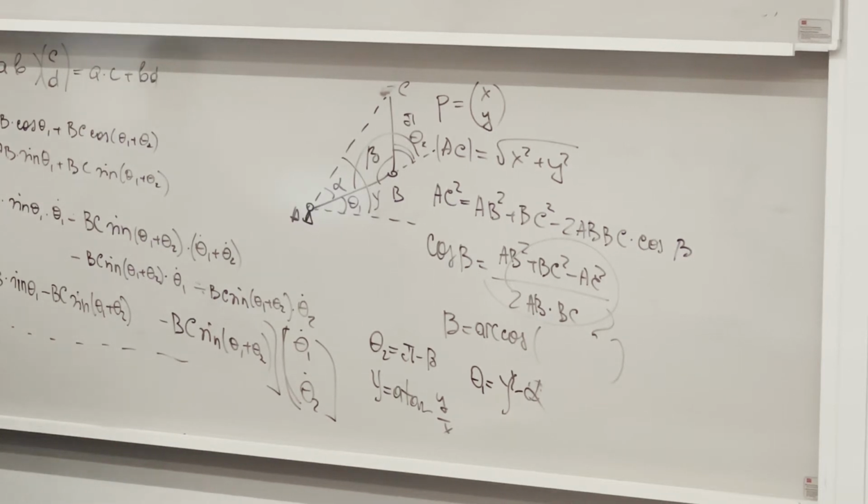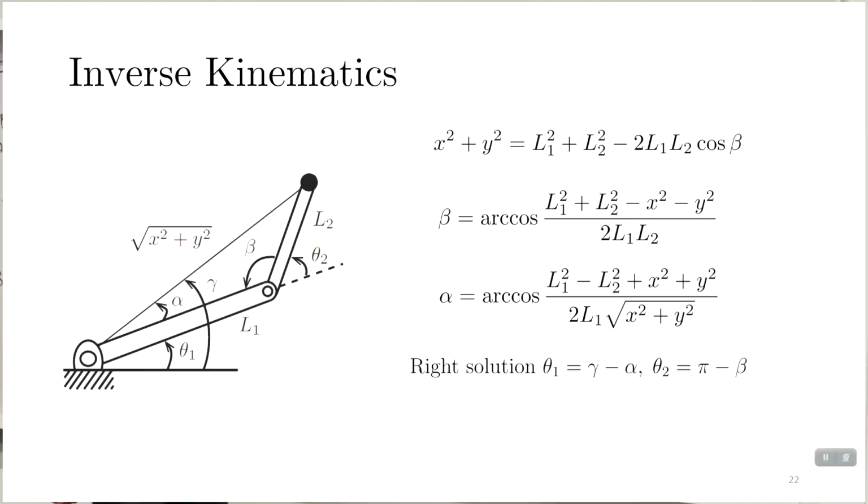And this is how you can solve inverse kinematics for a very basic case of a planar robot. For a spatial one, it will be more complex, but now we need to understand the ideas. Okay? So if you have a trajectory, the desired trajectory, you can compute the desired angles, right?